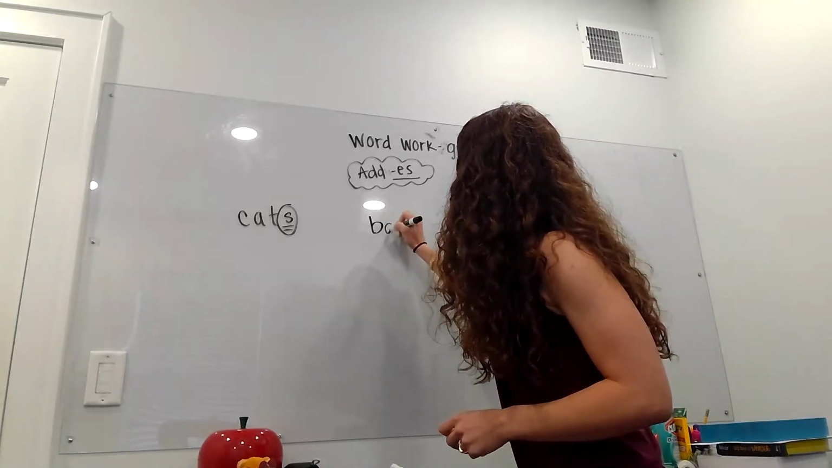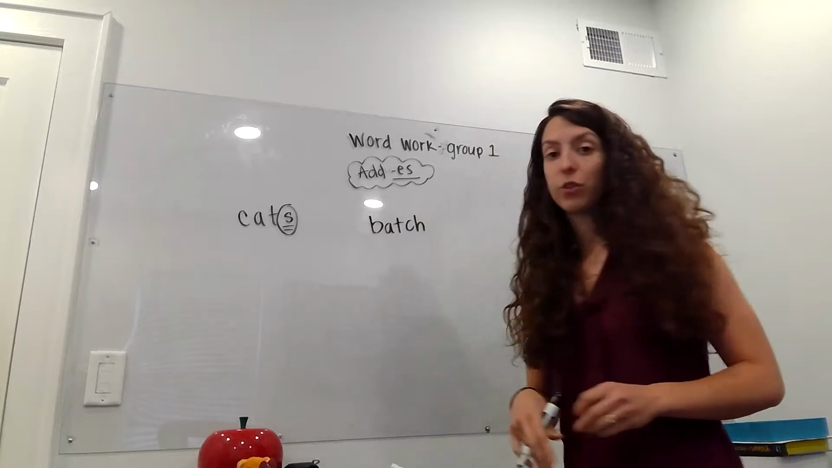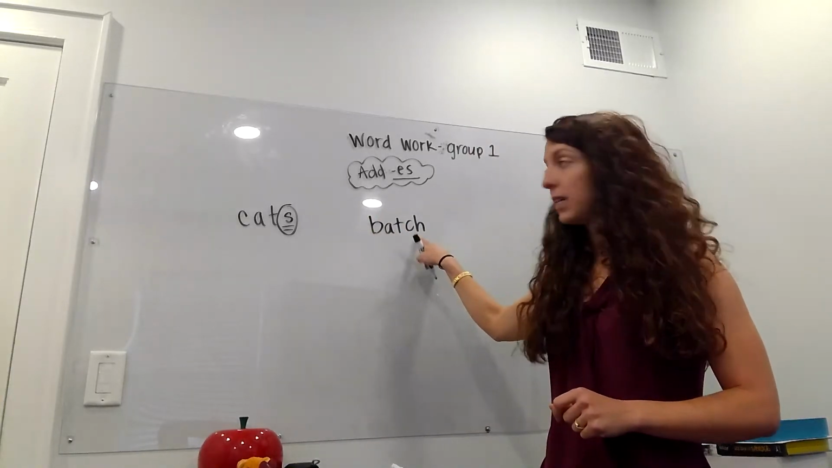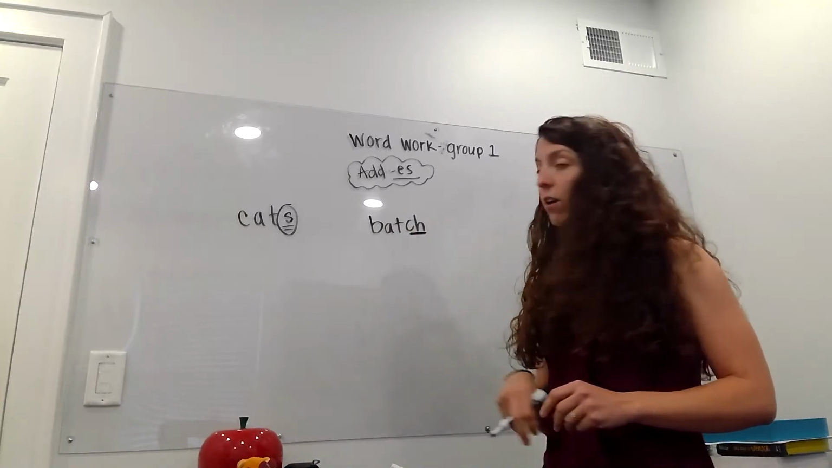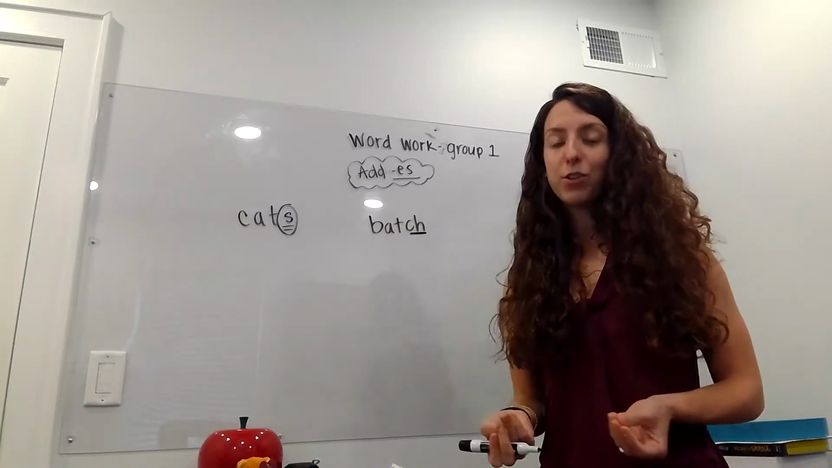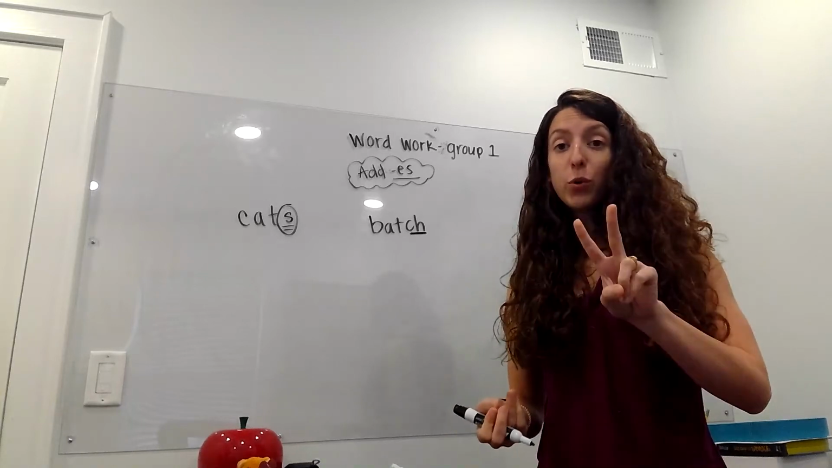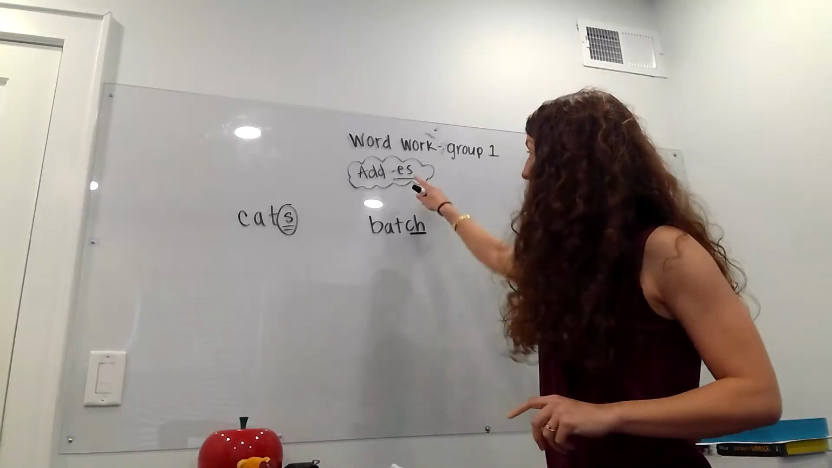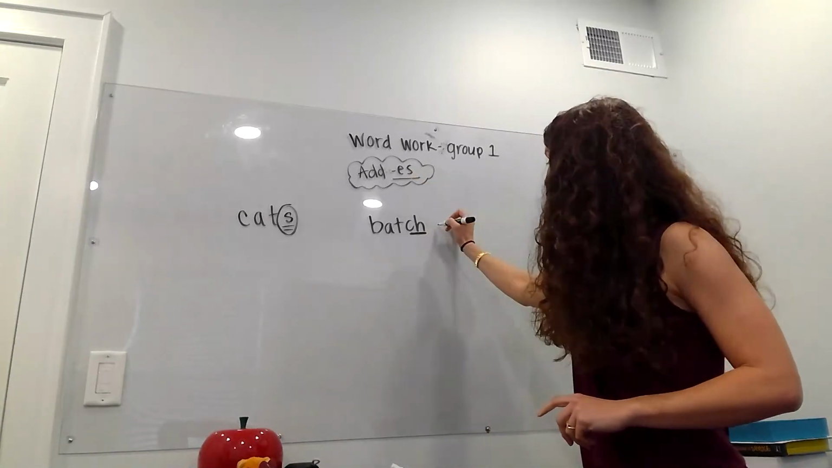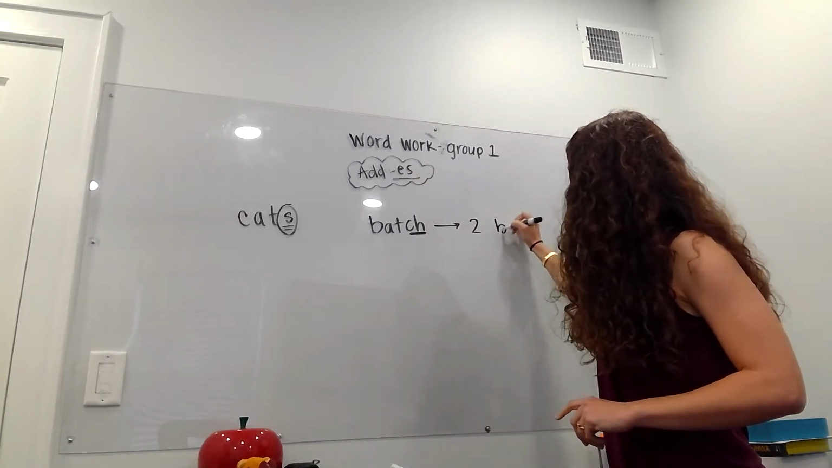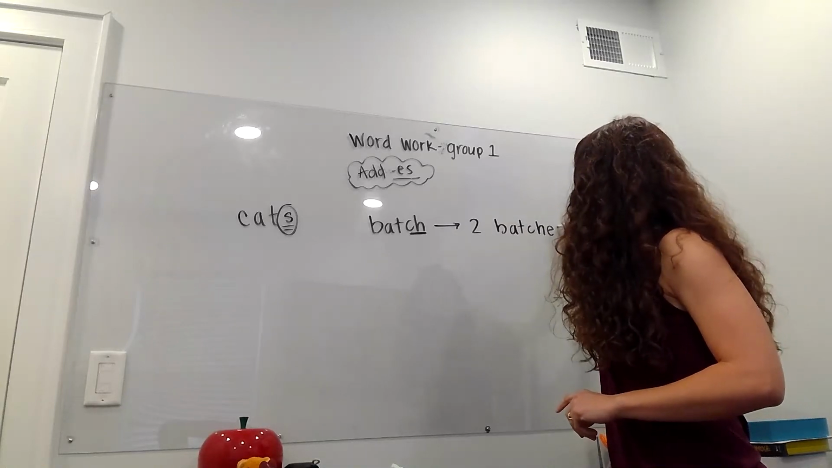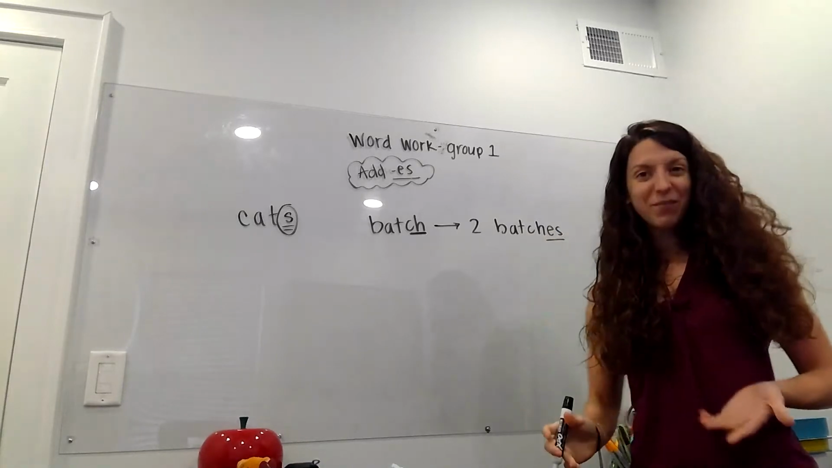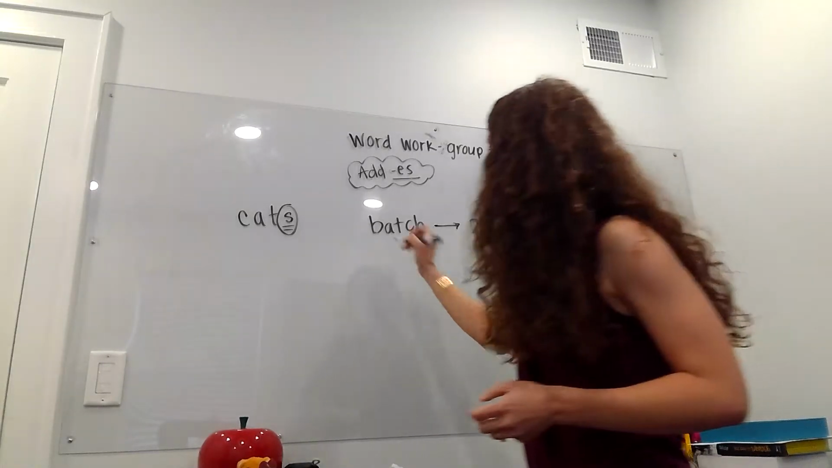I've been talking a lot about batches of cookies, right? So if I make one batch, very simple, BATCH ending. If, however, I decide to make another batch of cookies, now I have two batches, and the sound you hear is actually the letters ES. So one batch becomes two batches. And see that ES ending? Batches. It's weird because it sounds like the word is, but it's not.